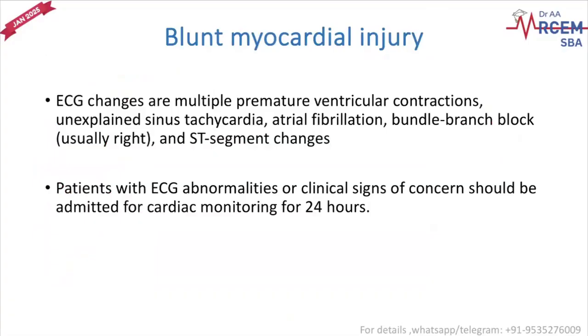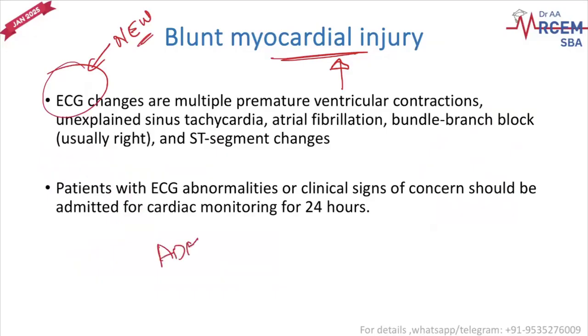Blunt myocardial injuries. A blunt injury to the chest can result in injury to the myocardial muscle. How do you suspect it? Get an ECG done. There are no specific changes on the ECG which will directly indicate that this patient has a myocardial injury. You can just suspect it. How? If there are any changes on the ECG which were not present previously for that patient, any new abnormality, then you need to admit that patient.